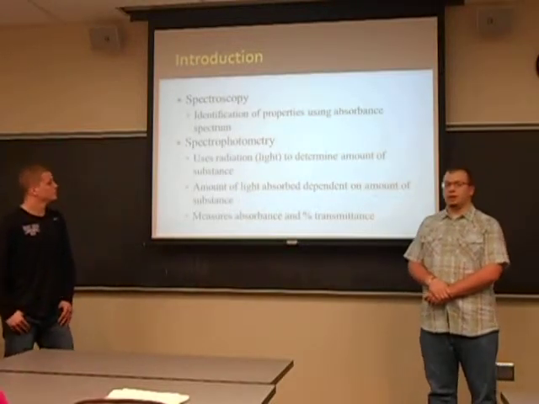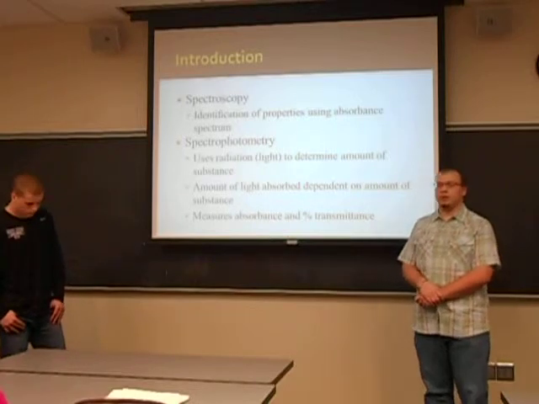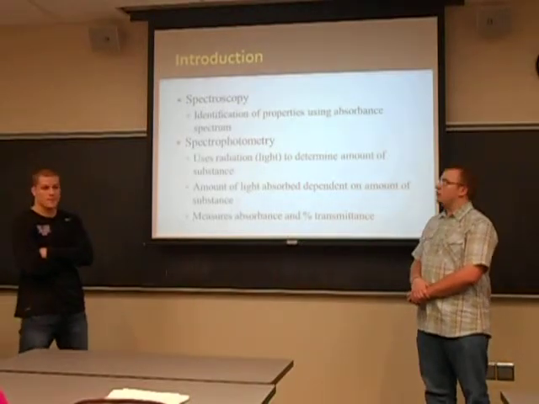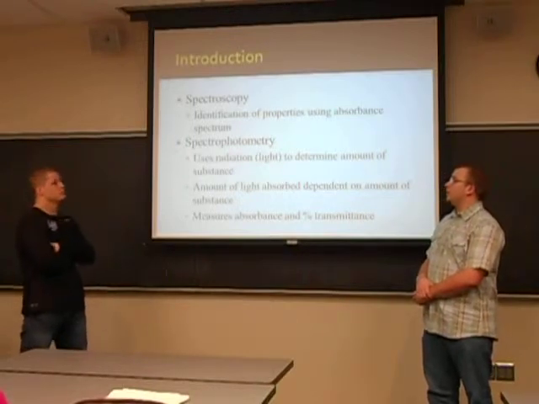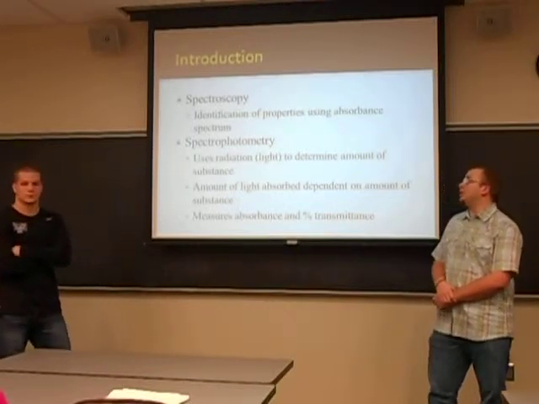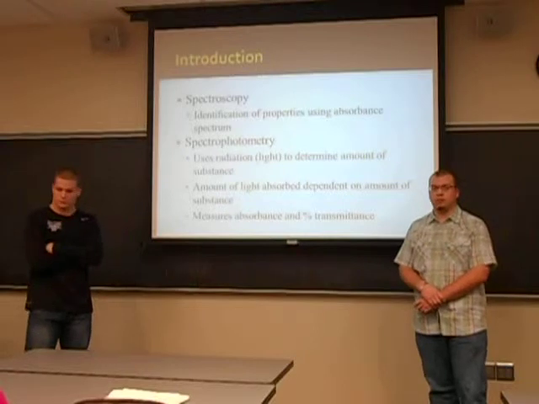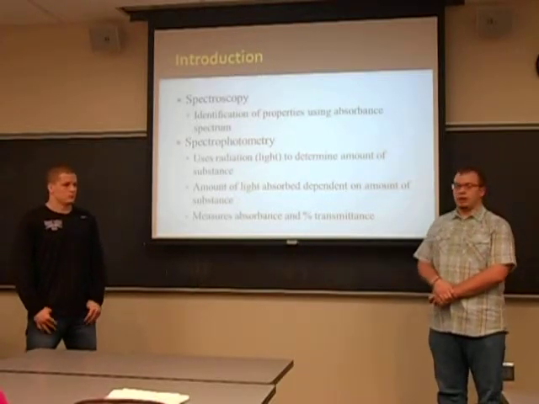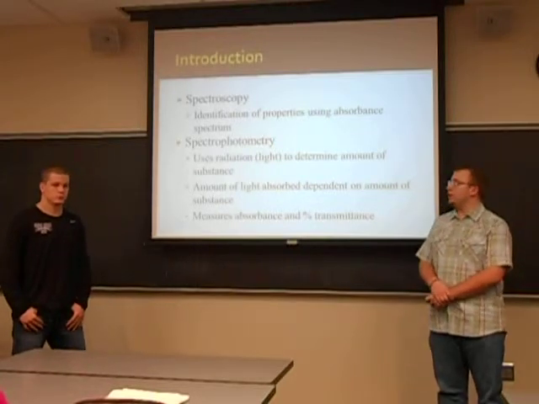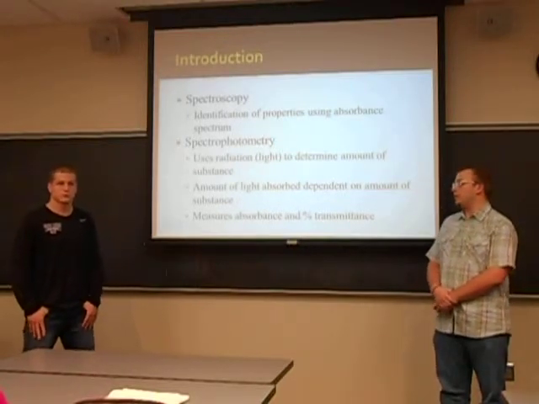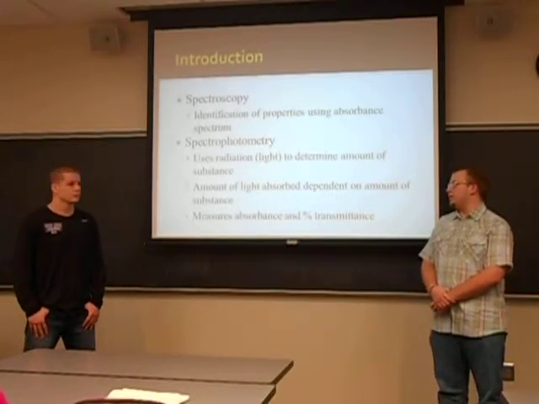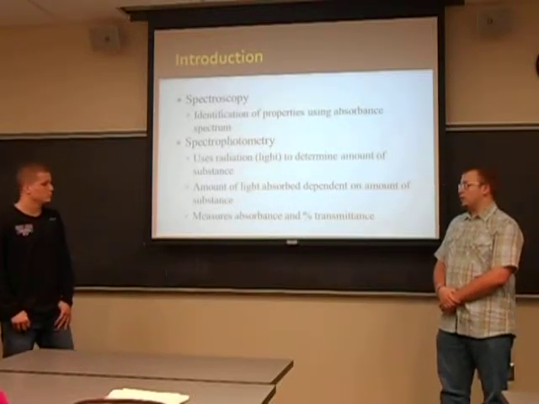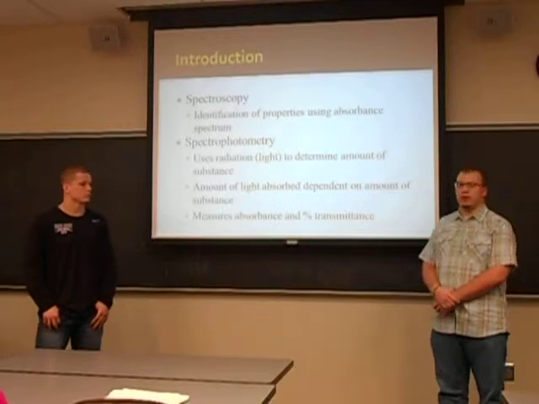First, we'll give some definitions before we go into the experimental. Spectroscopy is the identification of properties using the absorbance spectrum. Spectrophotometry uses radiation in the form of light to determine the amount of substance. The amount of light absorbed is dependent on the amount of substance that is present. And this is used to measure absorbance and percent transmittance.